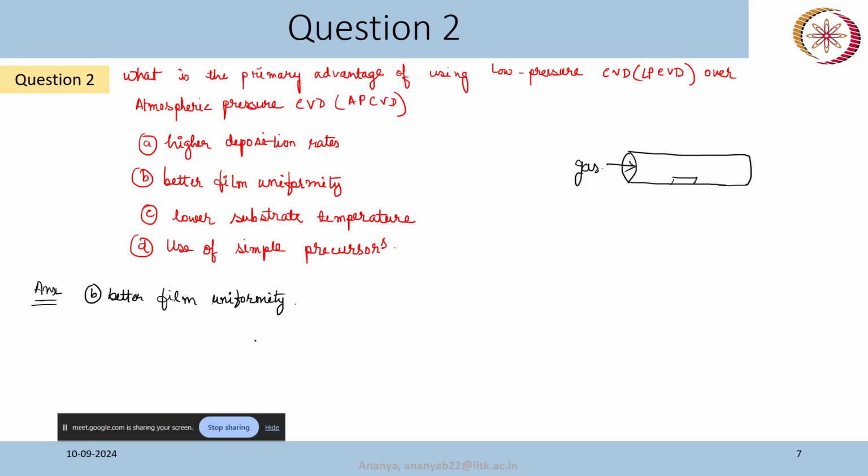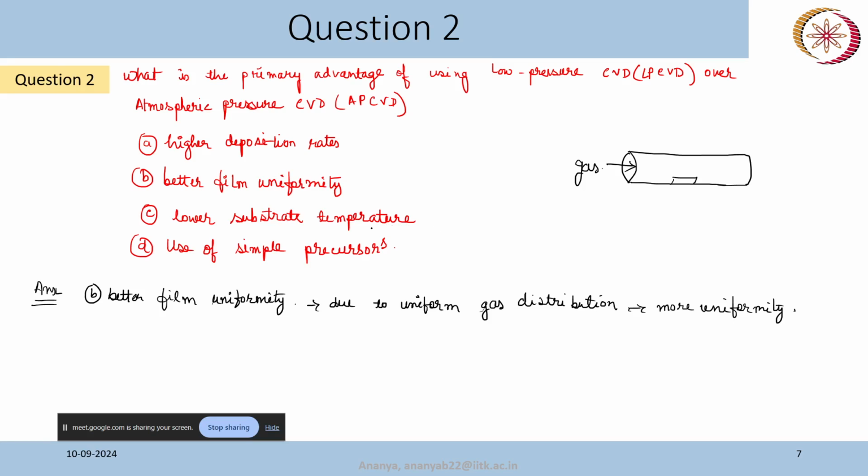Okay. Why? This is due to uniform gas distribution or controlled gas flow, which gives more uniformity. Now lower substrate temperature, this option will be correct in case of PECVD.